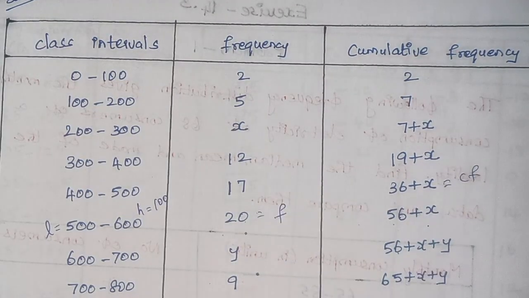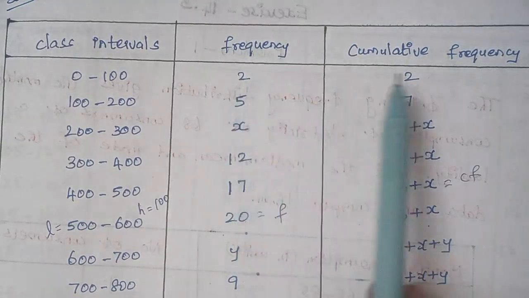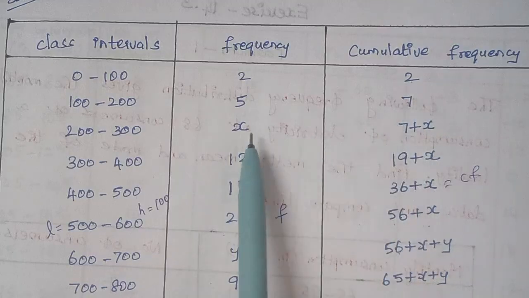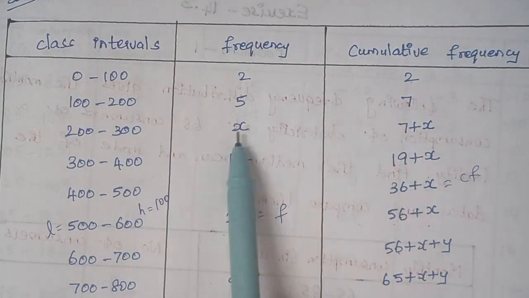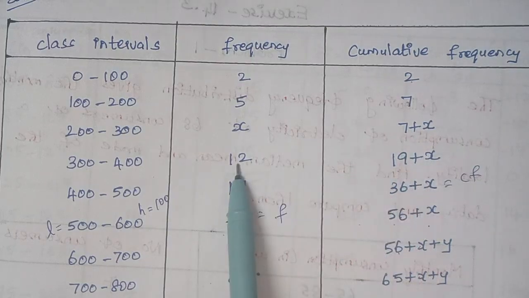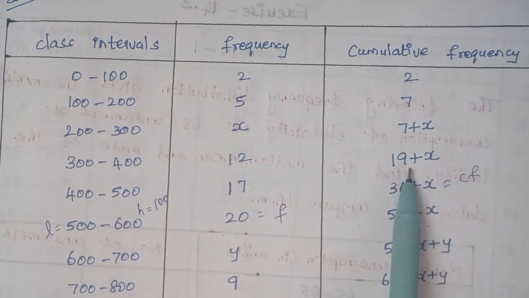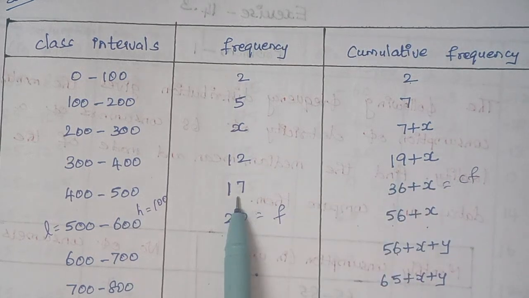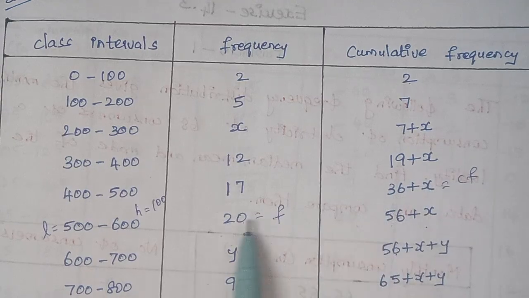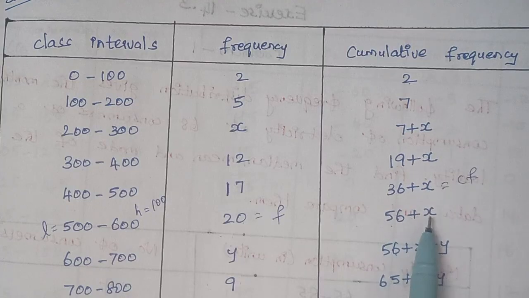And the next one is we are going to find cumulative frequency. As a first thing, you write this 2 here as such. So 2 plus 5 gives you 7. Then 7 plus x. This 7 plus x is added with 12. So 12 plus 7 becomes 19, so 19 plus x. Again this is added with 17. That gives 36 plus x. And again this term is added with 20. So 36 plus x plus 20 gives you 56 plus x.